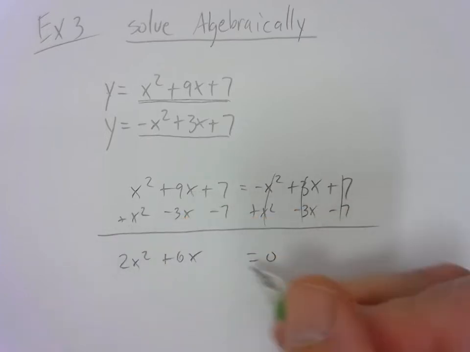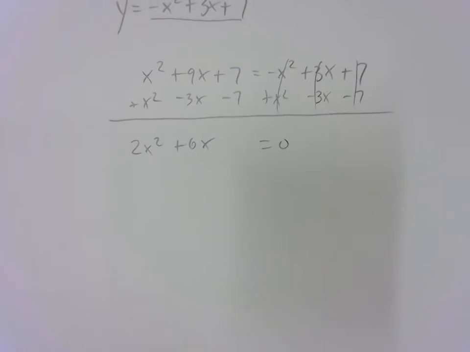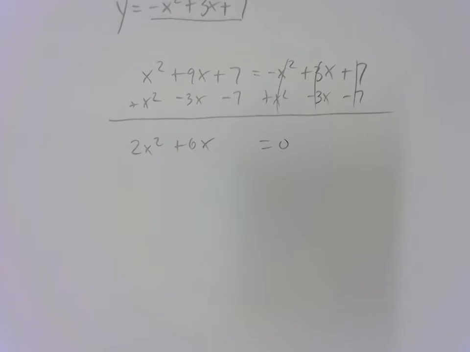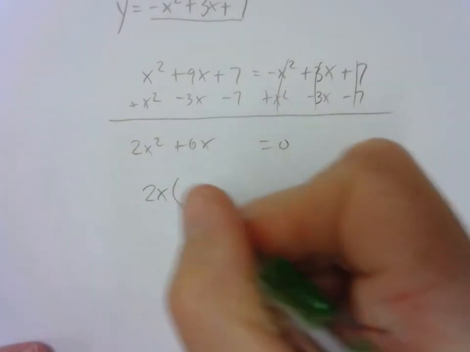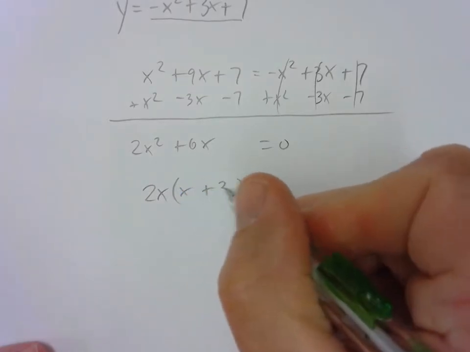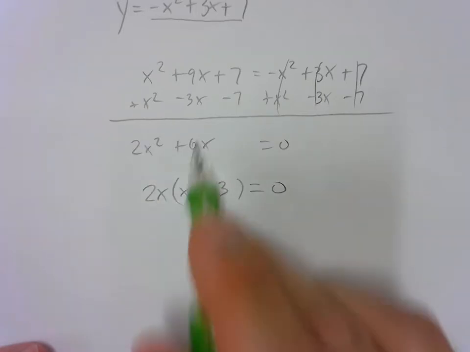The 7's cancel out. Well, this here is a perfect example of factoring, and taking out the greatest common factor would be the situation that I would do. So I'm going to take out a 2 and an x, and I get x plus 3 left over, because this times this is this, this times this is that. So I'm just doing the distributive property backwards.